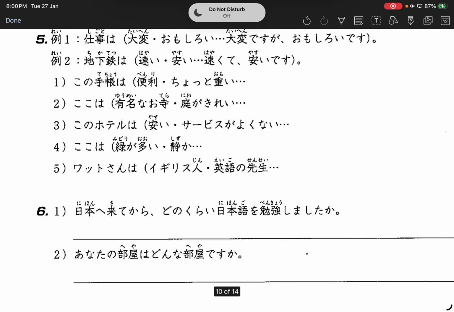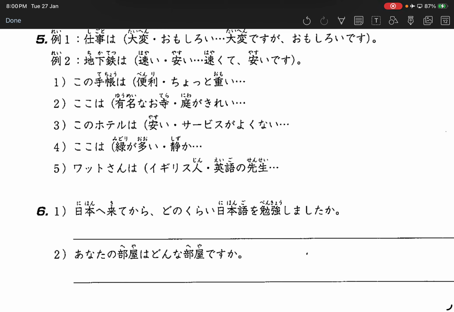Okay, great. Let's go on to number 3. このホテルは安い。サービスが良くない。このホテルは安いですが、サービスが良くないです。How do you know the service is not good? That means you stayed before. So would you like to try to use past tense? 良くなかった。Thank you.